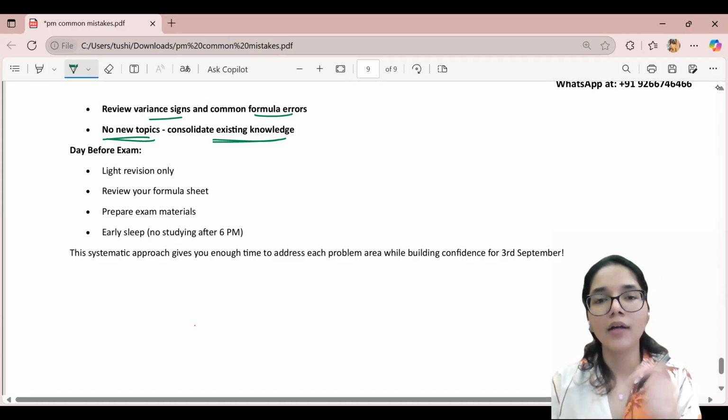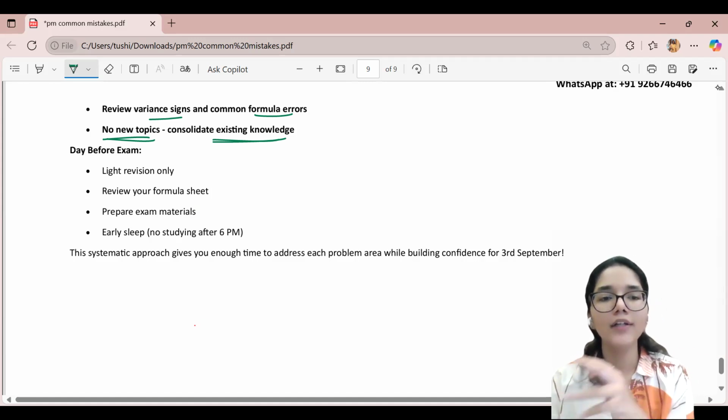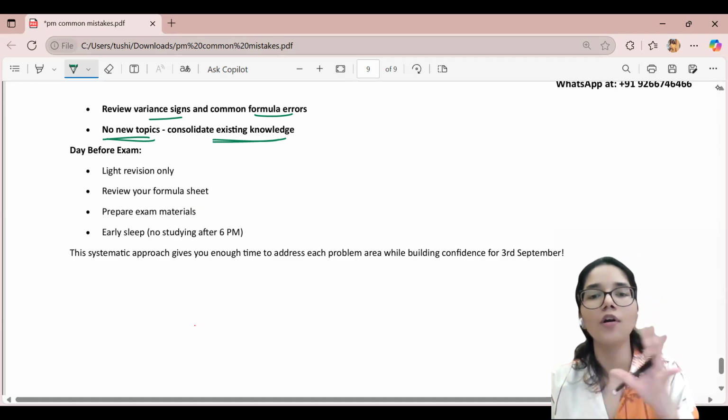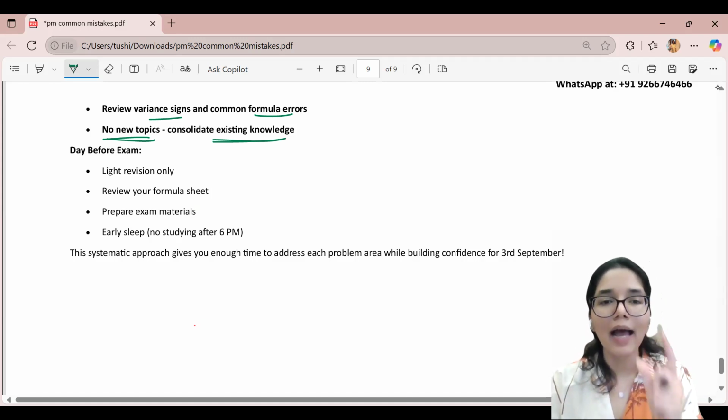If there were any particular weak areas, you will go back to the concepts of those weak areas. If, all in all, you just want to do an overall revision of the syllabus, you will do an overall revision of the syllabus. But there are no new topics which you will try to learn at this stage.